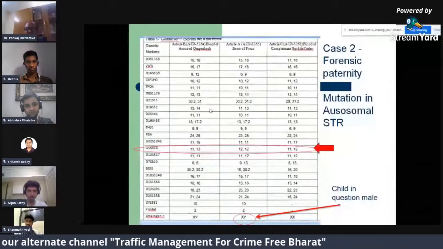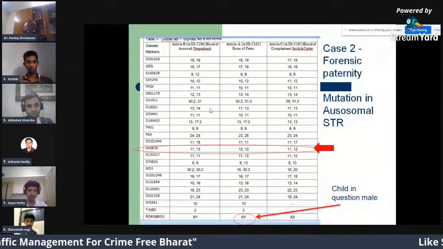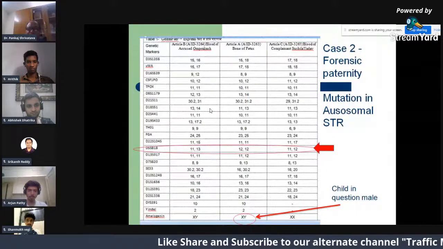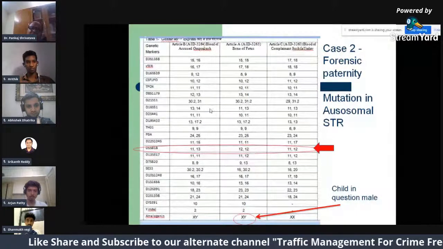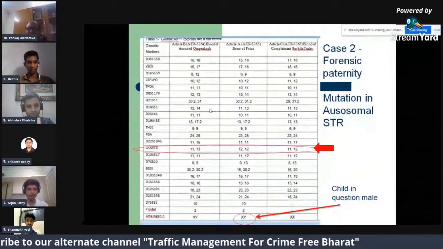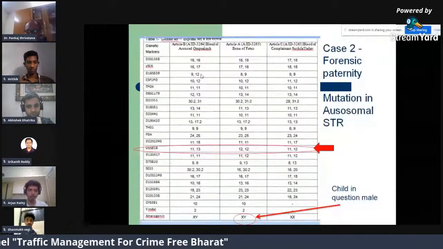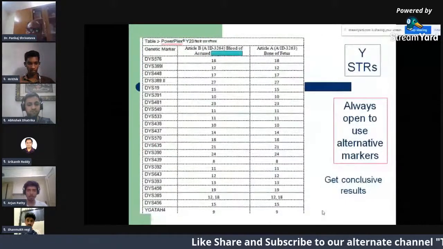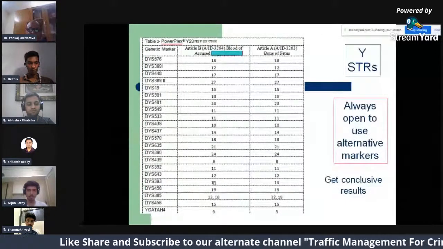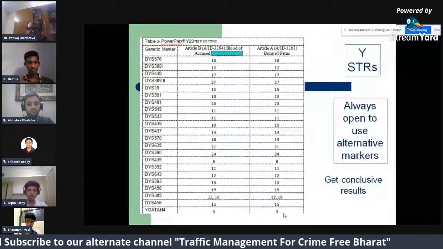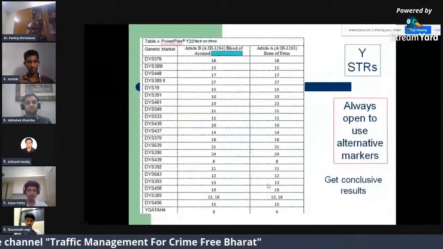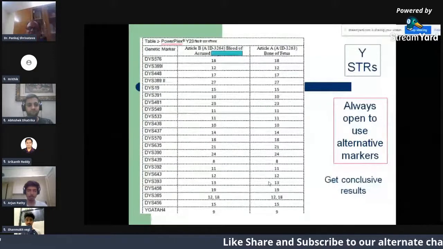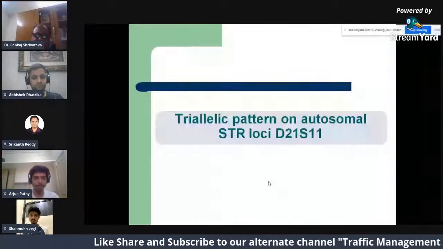Now you can take help of YSTRs in this case, because YSTR is the same in lineage. So at least you'll have a fair idea about the lineage of the male. That we'll see in the next slide. You see here the male DNA profile of accused, and this is the male DNA profile generated from fetus. You will find it the same. So whenever there are one or two mismatches, they need to be confirmed by using alternative variants of markers.